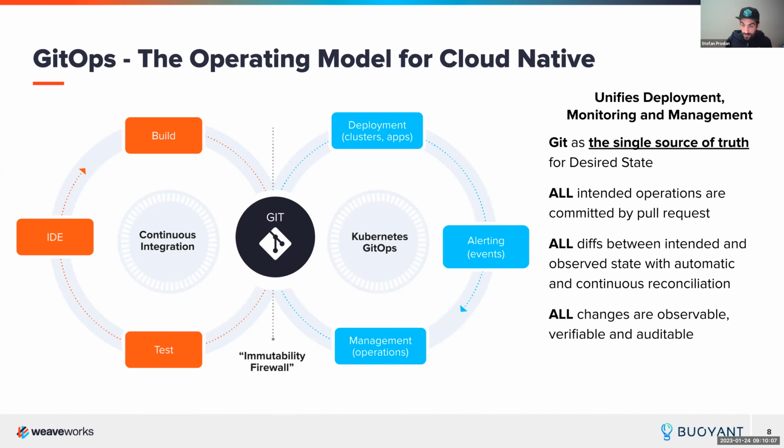So to resume, Git is the single source of truth of your desired state across clusters, across workloads. All intended operations are committed by pull request. This is a great aspect that we can apply from development also to operations. Like when we do code development, we change something in our source code, then we create a pull request for our peers to review and approve it. Adopting GitOps, we can apply the same approval workflow to any infrastructure changes.